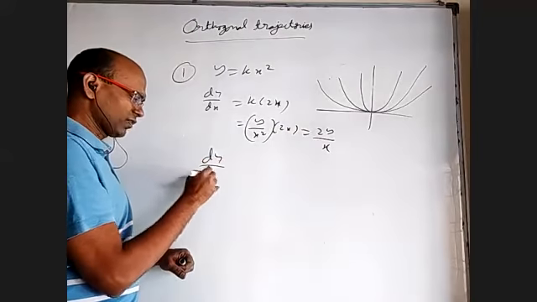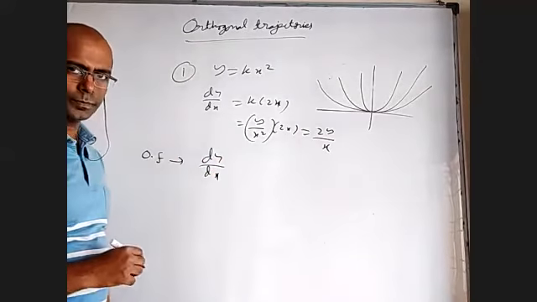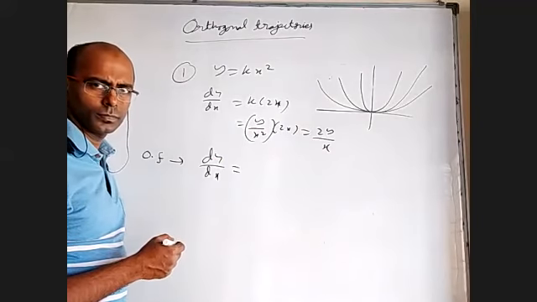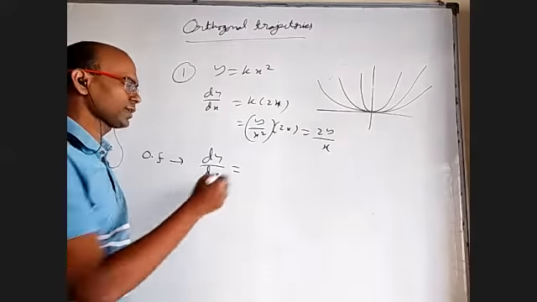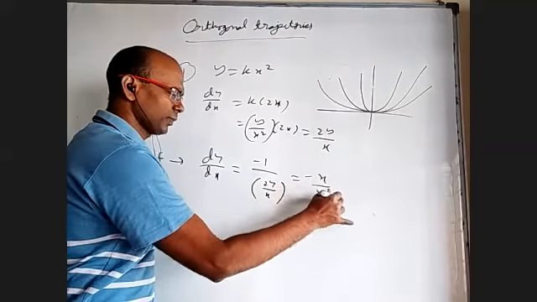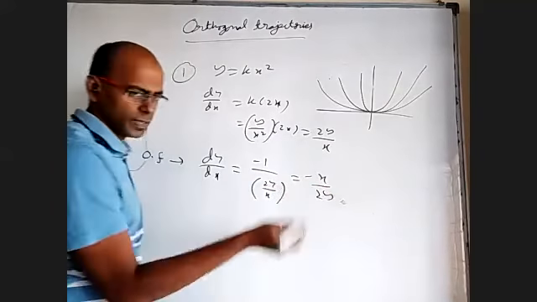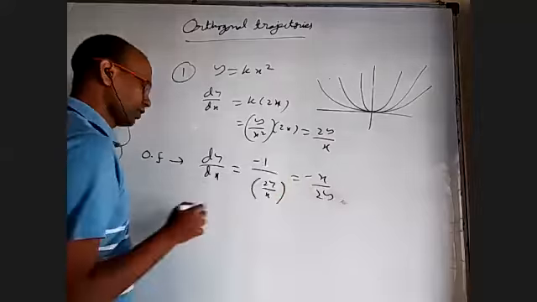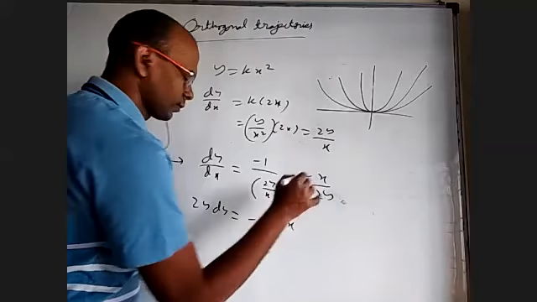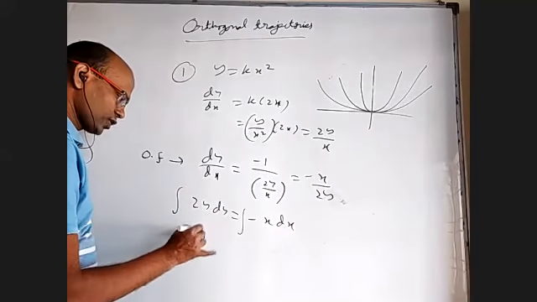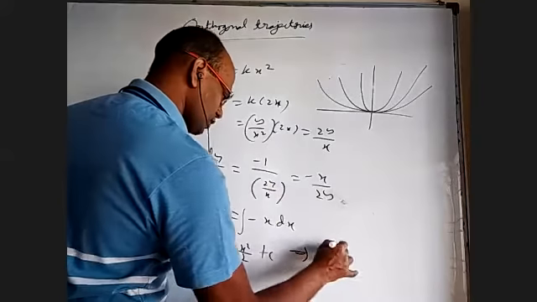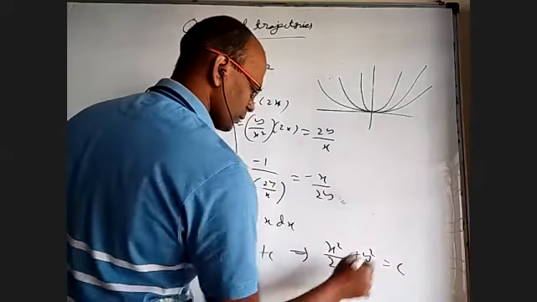Then what is going to be the differential equation of the orthogonal family? Anybody? Minus 1 by 2y by x, which is minus x by 2y. Now, how to solve this? It is a simple variable separable question, nothing complicated. Bring y here, x there. So 2y dy is equal to minus x dx. When I integrate it, I'll get y square, and here minus x square by 2 plus c. If I write properly, it is x square by 2 plus y square equal to c.